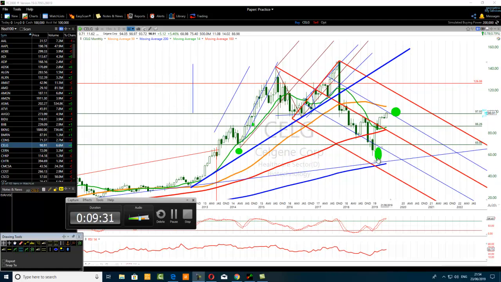So the pattern is completed here. This flat correction is ended here now. 1, 2, 3, 4, 5. That's it. So now the pattern has ended here. Look at the new price move. What do you see at the end of the new price move? A long candlestick bar.